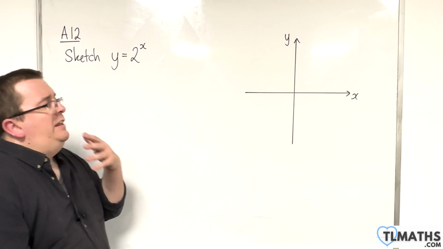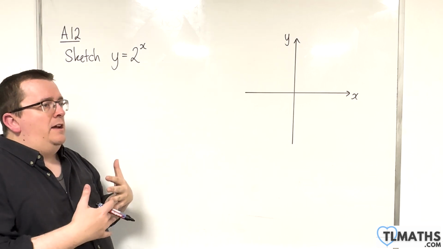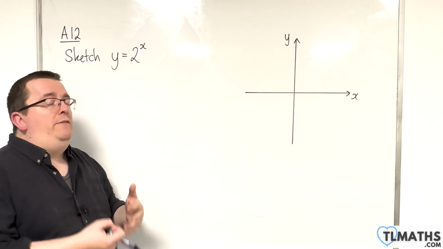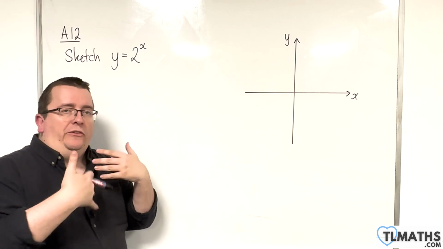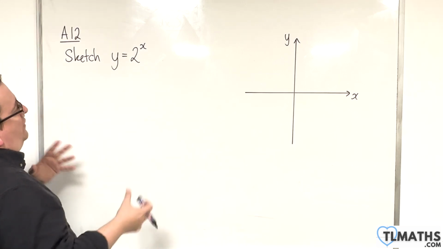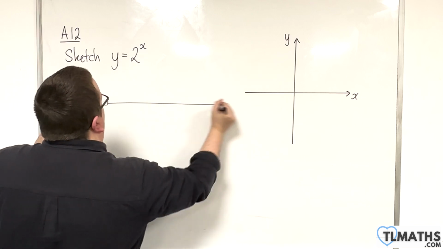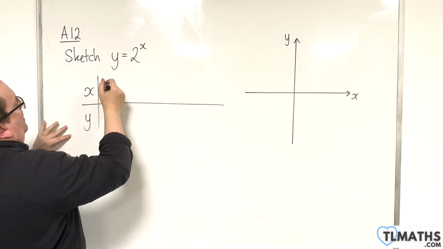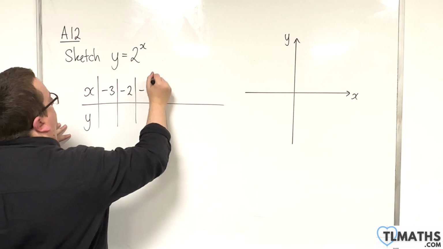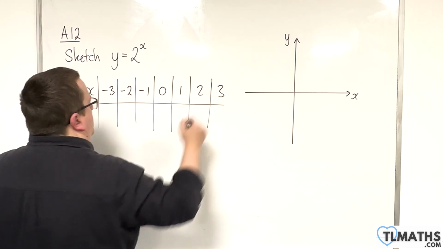I think that it is best with this graph to first consider a table of results, okay? So you can really visualize what's happening when we substitute numbers in. We're not going to plot those numbers, but it's just going to give us an idea about what it looks like. So let's say I substitute in -3, -2, -1, 0, 1, 2, 3.